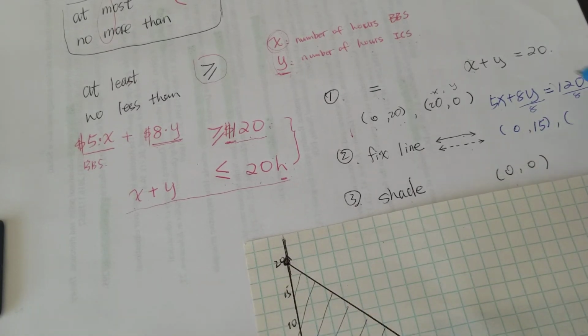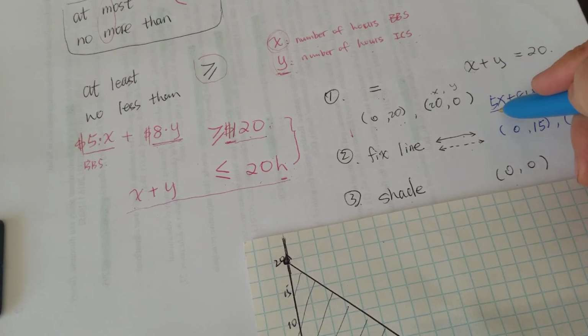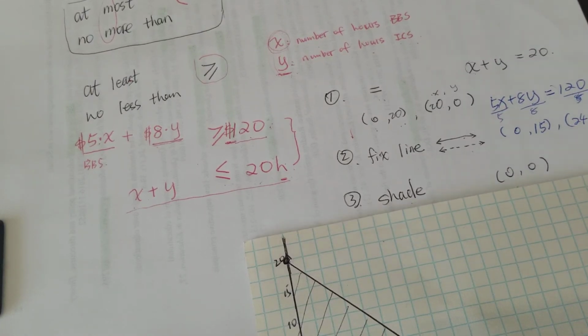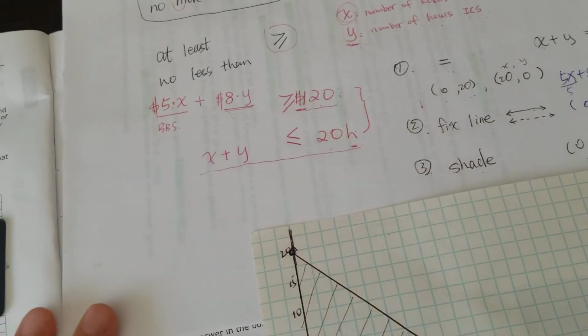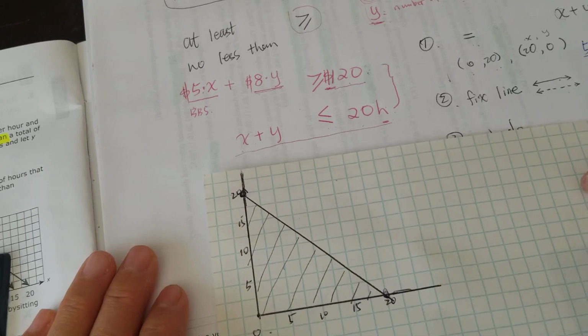Now, if your y is 0, 8 times 0 is 0, then this part is gone. You have 5x plus 0. You can omit it. 5x equals 120. And you divide by 5 on both sides, where you get 24. Okay, now let's see how we can graph it. Back to our graphing part.